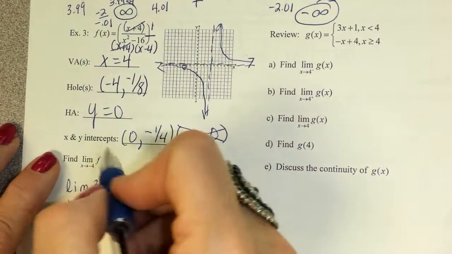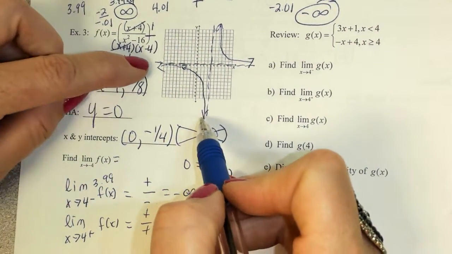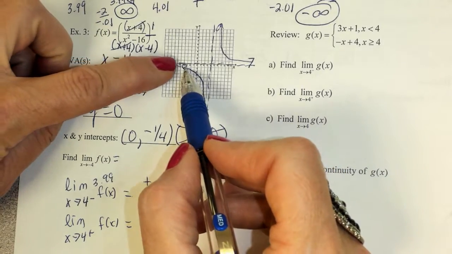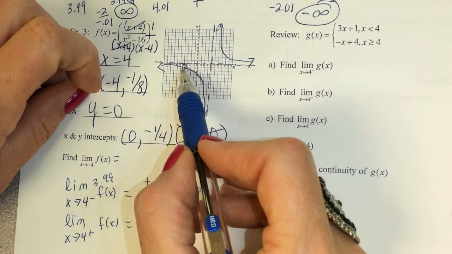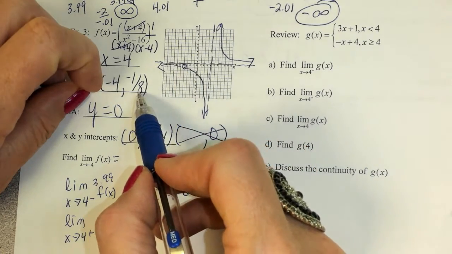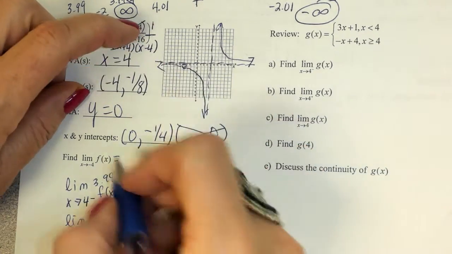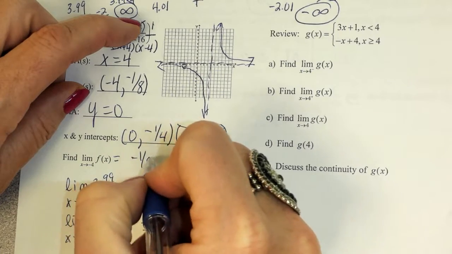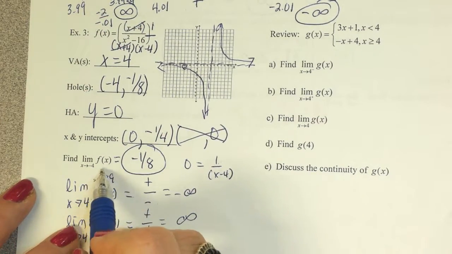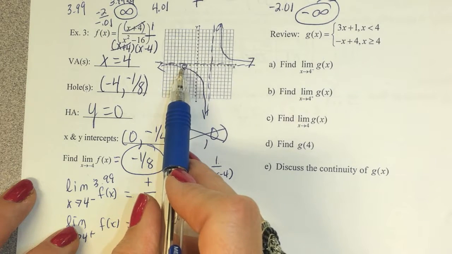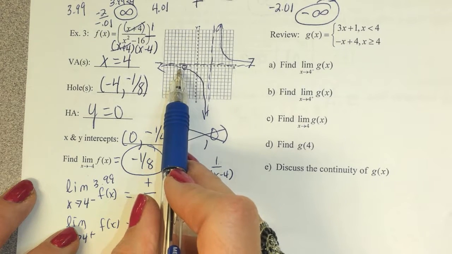Now, to answer this question, as I approach negative 4 from the left and the right, what's the y value we're approaching there? Negative 1/8, right? So we do still have a limit. Even if there's a removable discontinuity, there still is a limit there. There's still a value that we're getting closer and closer to.